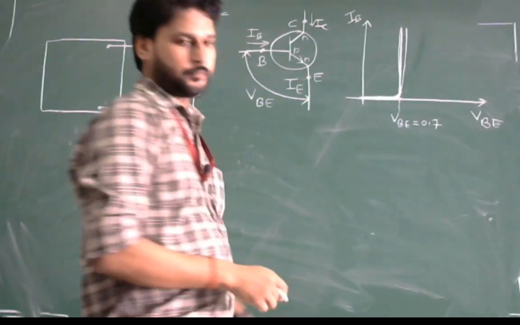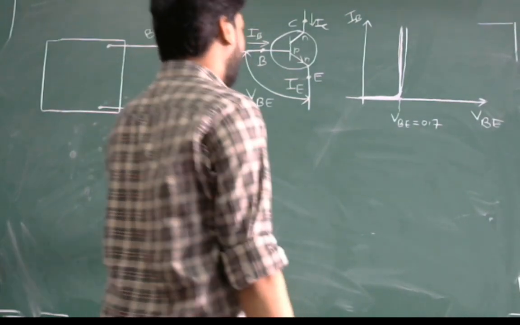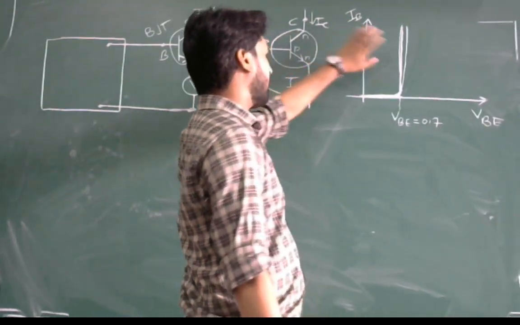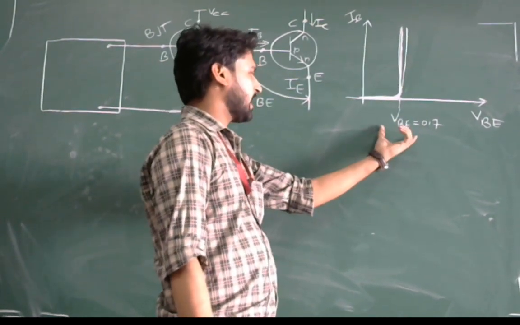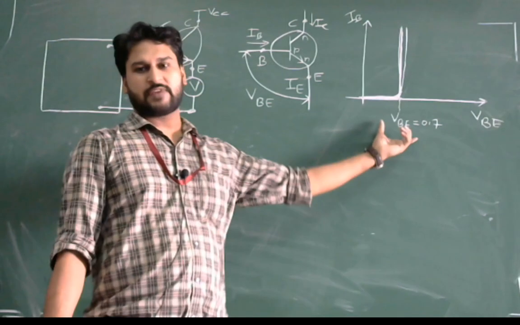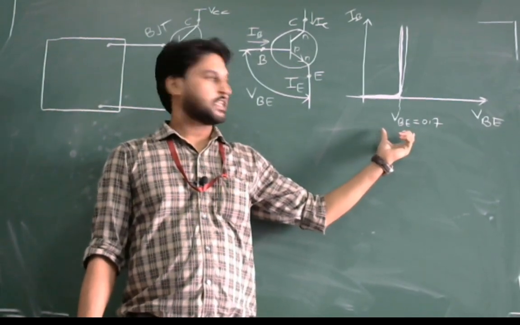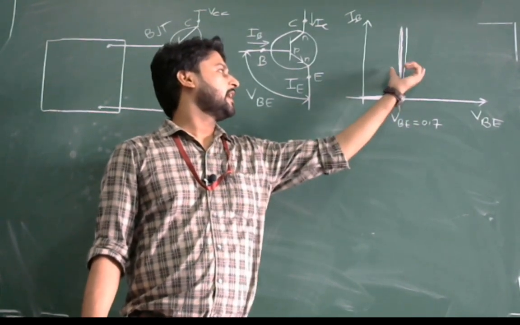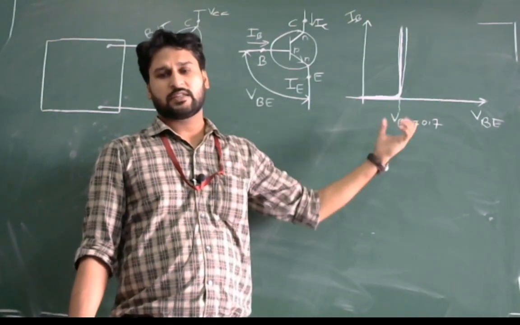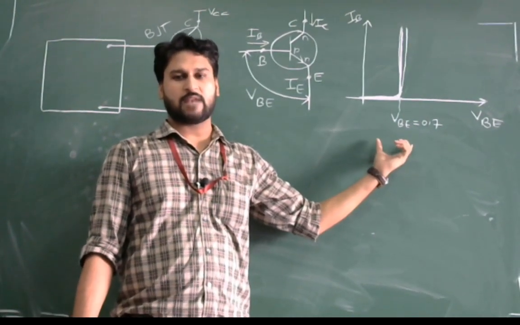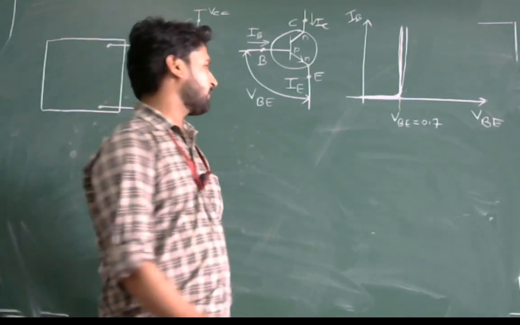We can draw an important result from this: whatever the value of IB, the current through the base may be anything, the voltage drop across base and emitter will always remain 0.7 volt. This voltage will never vary if the base current IB is going to vary. The base emitter voltage will always remain constant at 0.7 volt.